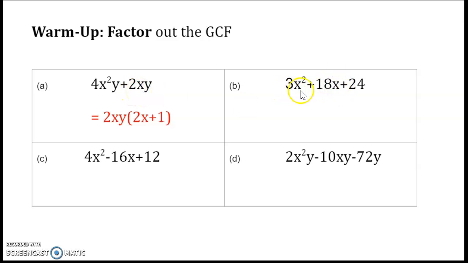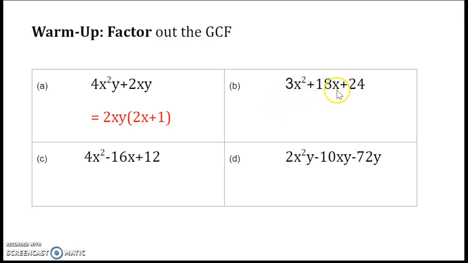Now, next problem is 3x squared plus 18x plus 24. Now, are there any factors that we can factor out? First, we look at the numbers 3, 18, and 24. Okay, well, I know that 18 is divisible by 3. Is 24 divisible by 3? Yes. So that means 3 is a factor.